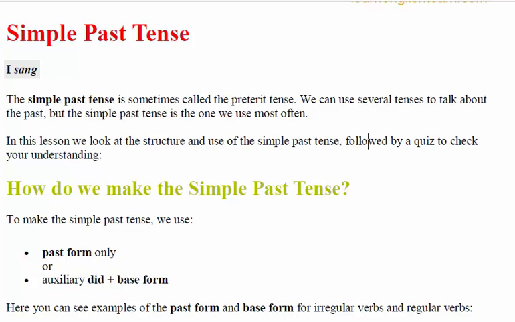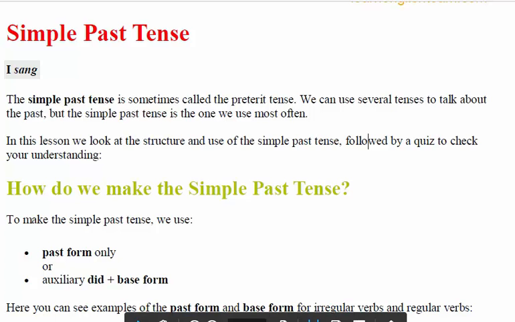In this lesson, we will look at the structure and the use. So, students, again the two main questions of every tense: how we make the simple past tense and how we use the simple past tense. So, how do we make the simple past tense? To make the simple past tense, we use the past form only.